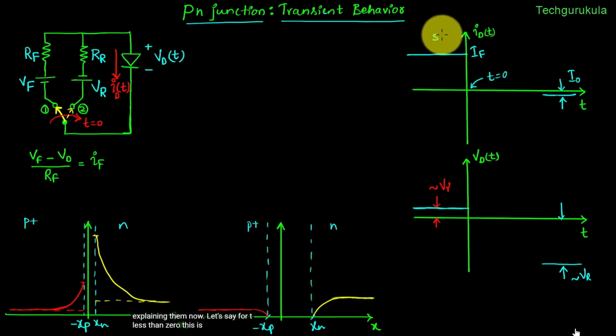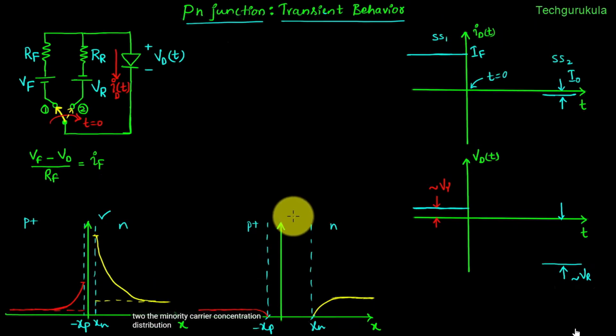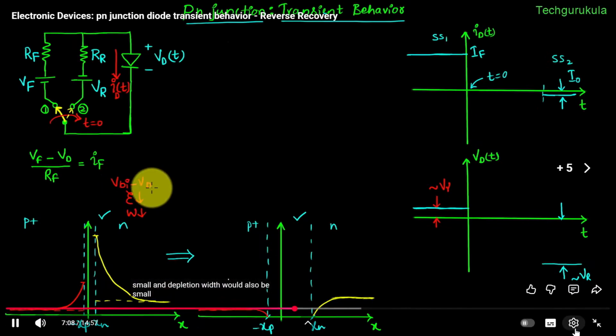Let's say for t less than 0, this is steady state 1. The concentration distribution should look like this. In steady state 2, the minority carrier concentration distribution would look like this. Now, all that happens between t equal to 0 and this point is that the carrier concentrations should change from this to this. In this situation, we know the barrier potential would be VBI minus VD, and the width would also be small because the barrier potential is small.